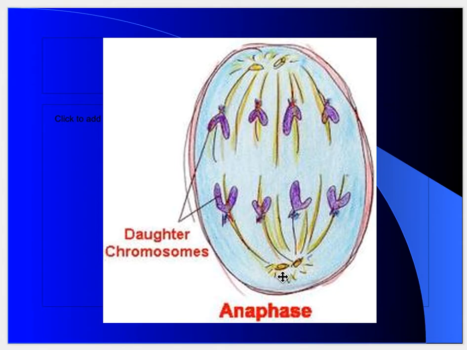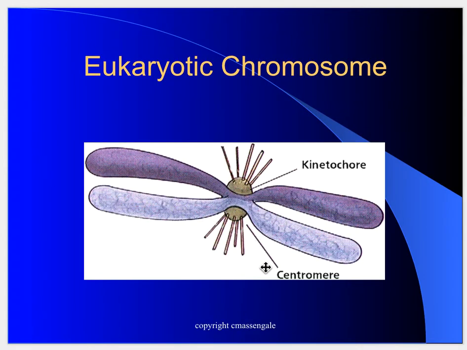Okay, you're going to draw a picture in your notes of how these spindle fibers attach to the chromosomes. And you might want to go back and look at the one slide that we had that was the picture of the chromosome and see how this is where they connect, right here on this centromere. Okay.